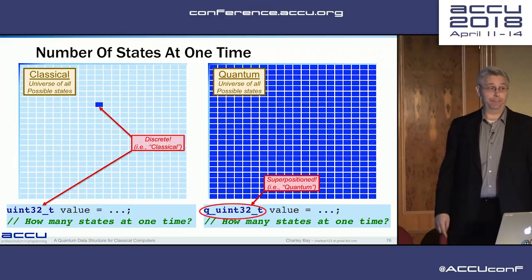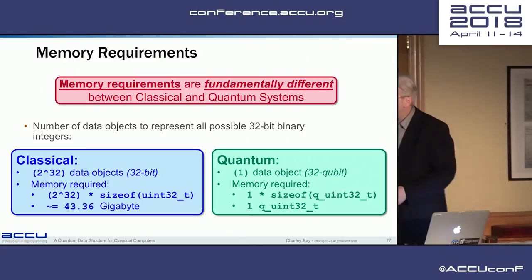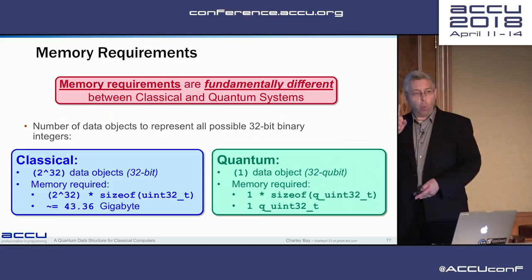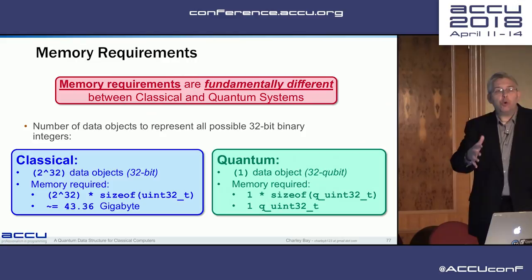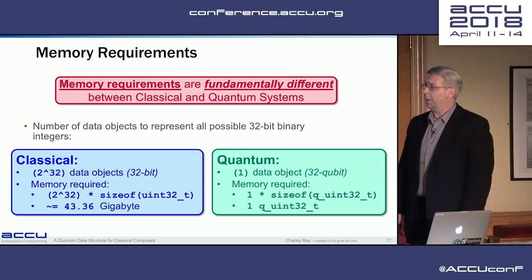And that's why we get to this interesting observation that the memory requirements are just fundamentally different. So in a classical world, to represent every unique possible value, I need 43 gig to get a 32-bit integer. But in a quantum system, I only need one 32-bit qubit integer, and now I have the equivalent of 43 gig. This is memory requirements, because in that one object, I can superposition it with interesting quantum interference to represent all the values that I find interesting.